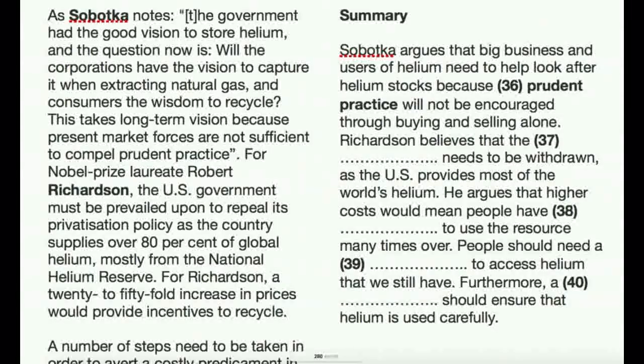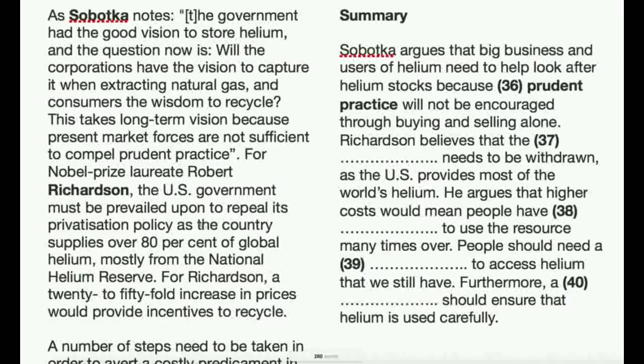Another thing you can do to help you find the answers is to think what kind of word is fitting in the gap. Because you can see this word is followed by a verb and it's preceded by "the". So that means you're probably looking for a noun to go in here. If you look at this section where the nouns are, it's not going to be Robert Richardson, that's mentioned already. It's not going to be the US government because the US is mentioned here. So if we're looking at nouns, we have privatization policy. So that's possibly what goes here.